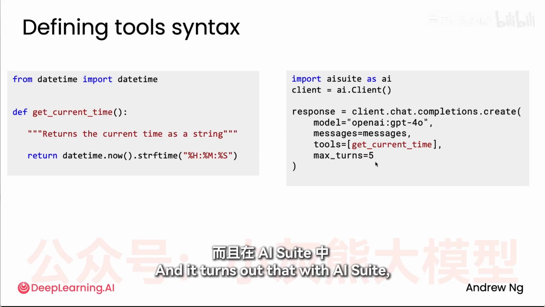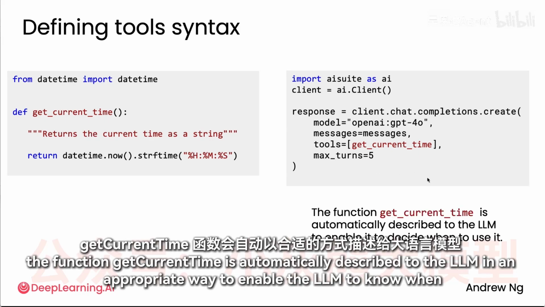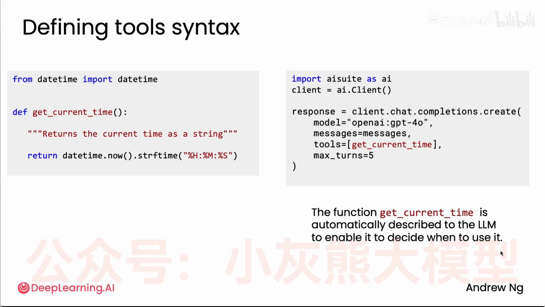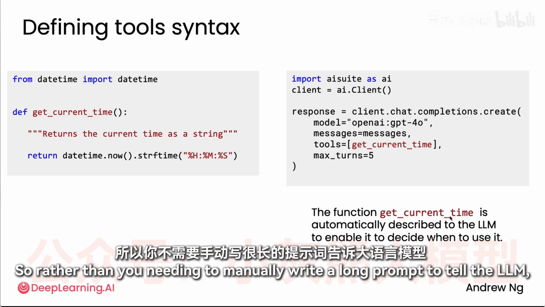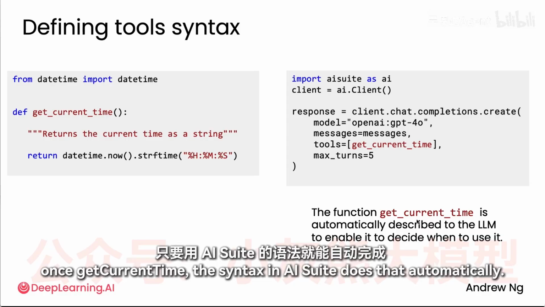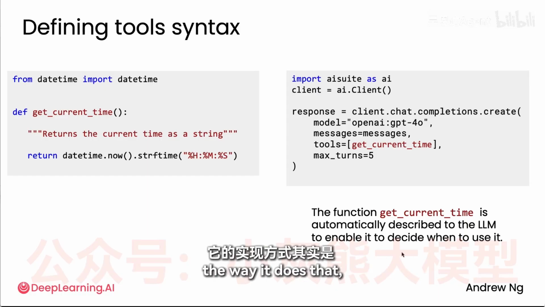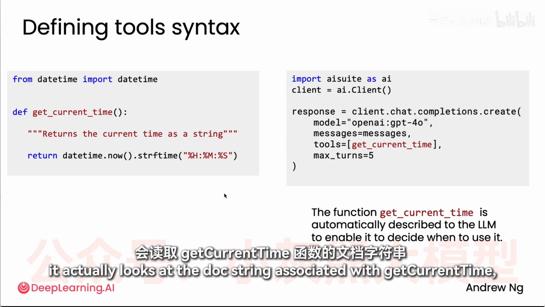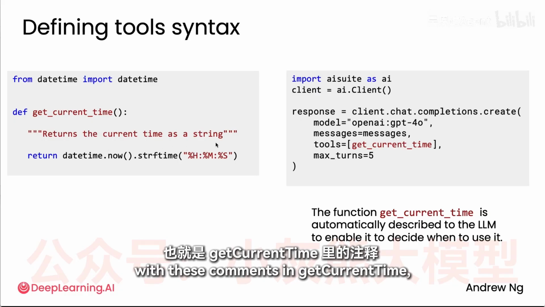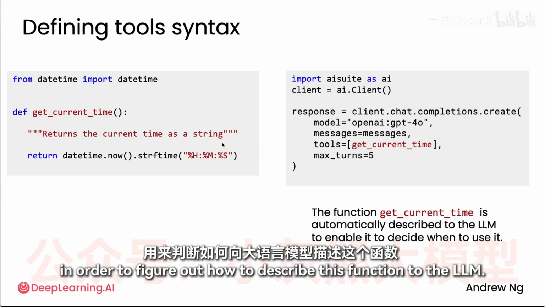And it turns out that with AI Suite, the function get current time is automatically described to the LLM in an appropriate way to enable the LLM to know when to call it. So rather than you needing to manually write a long prompt to tell the LLM what get current time is, this syntax in AI Suite does that automatically. And to make it seem not too mysterious, the way it does that is it actually looks at the docstring associated with get current time, the comments in get current time, in order to figure out how to describe this function to the LLM.